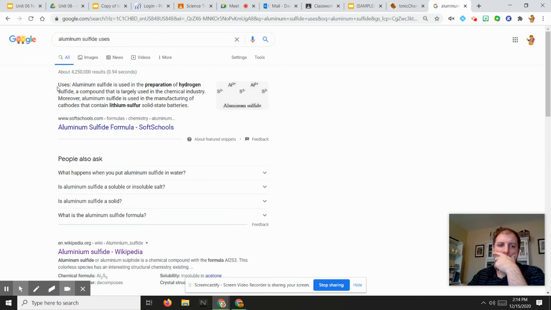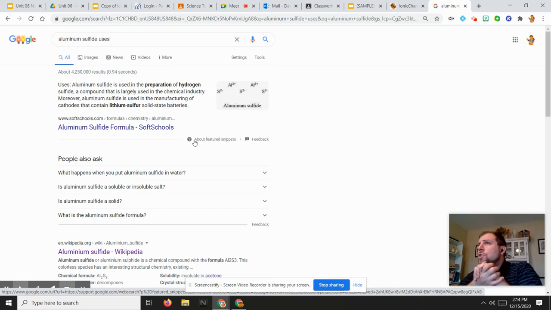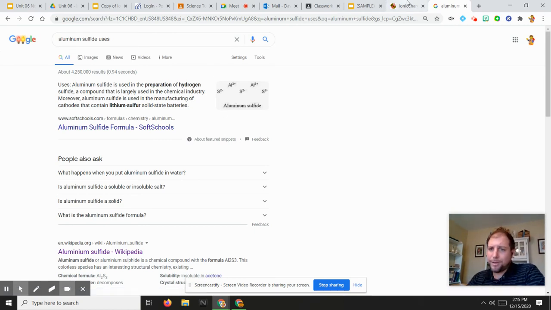Some of these compounds don't really have direct uses themselves, but they are important chemicals in reactions to create other useful substances. Aluminum sulfide doesn't have many industrial uses itself, but it's used to make hydrogen sulfide, which is very important in chemistry. It's a strong acid used in a lot of different compounds. Cool, the more you know.